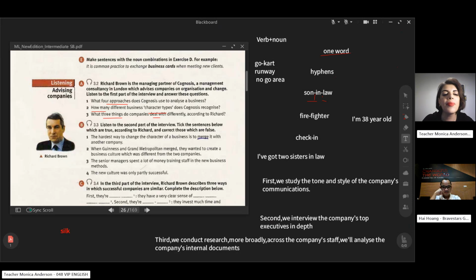Finally, we'll analyse the company's internal documents. Okay. It provides insight into how the business talks to itself. And when we've got that sort of input, we can classify a business as one of 16 distinct character types.